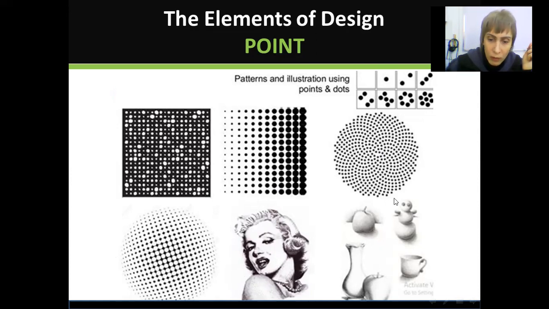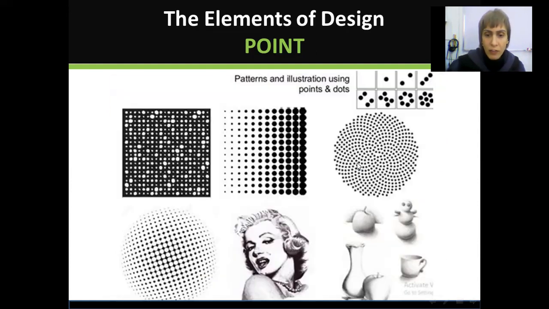Even these here that look as if they are shaded, if you look closely, you'll find they are made out of points, points, points, very small points close to each other. But from a distance, they appear to be shaded, okay? So you can use point to create this effect, but it is not shading, okay? It looks like it.